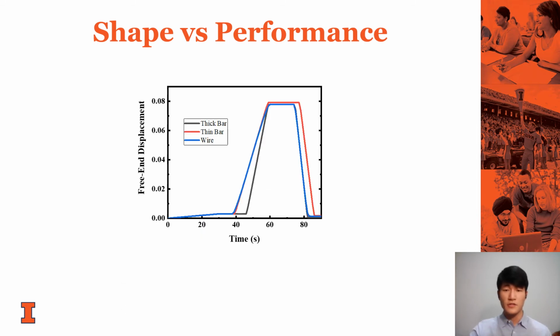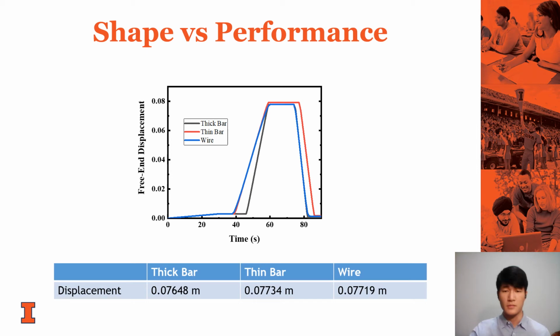The graph shows the displacement of the free end of different actuators that is shown in the video in the previous slide. And the table shows the actual values of the displacement. As shown in the graph and the table, the values are very similar with difference less than 5%, and this difference can be attributed to the fluctuation in finite element analysis. From this result, we can conclude that as long as the amount of stress and the length of the actuator stay consistent, the displacement will be the same.